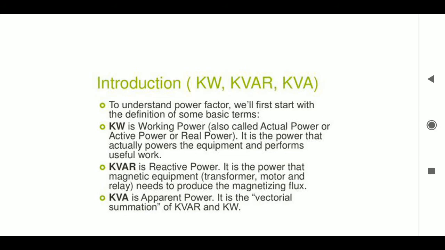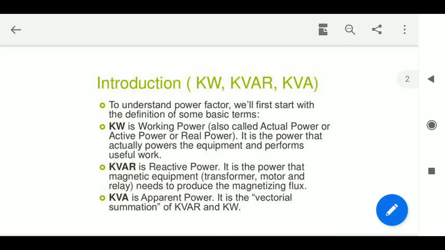kVAR is the reactive power. It is the power that magnetic equipment, that is, transformers, motors, and relays, need to produce the magnetizing flux. kVA is the apparent power. It is the vectorial summation of kVAR and kW.